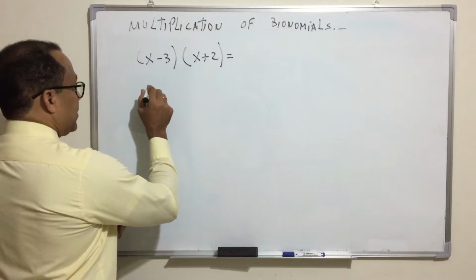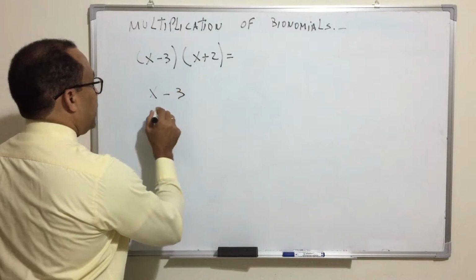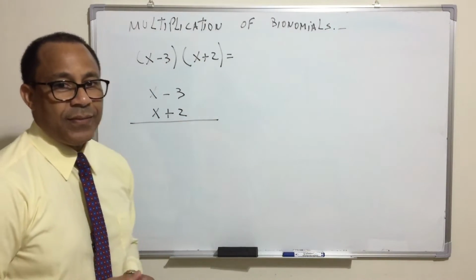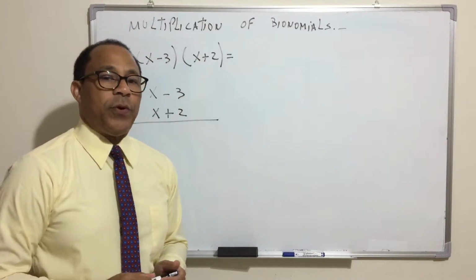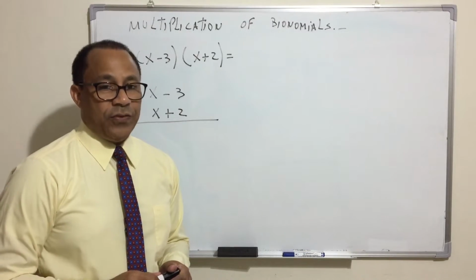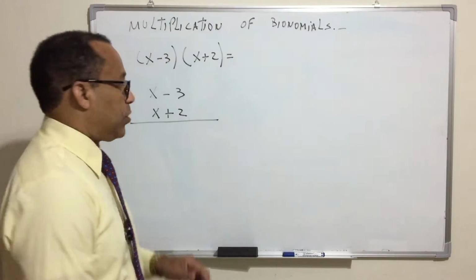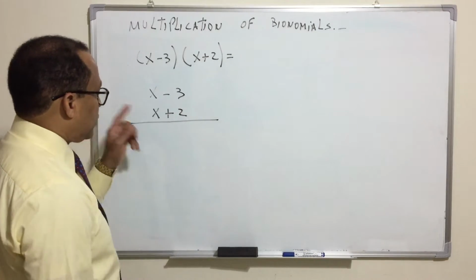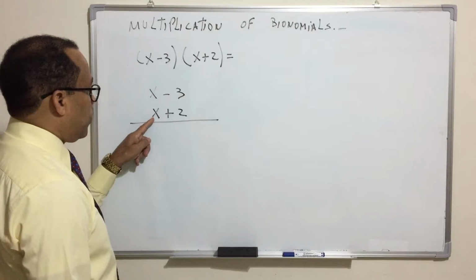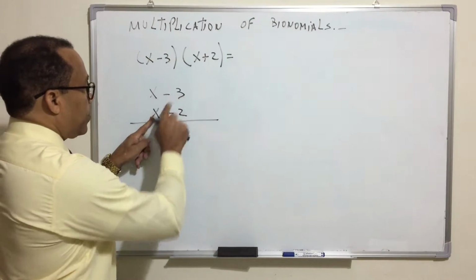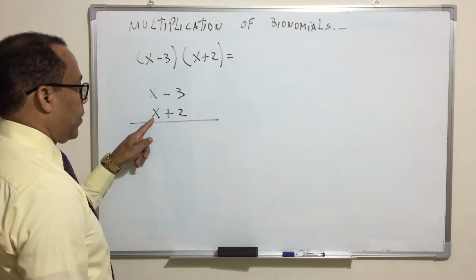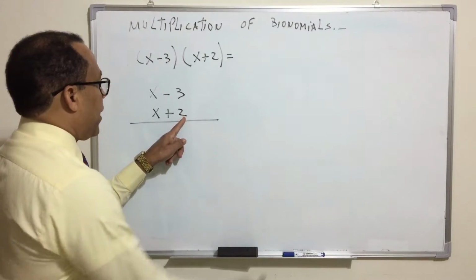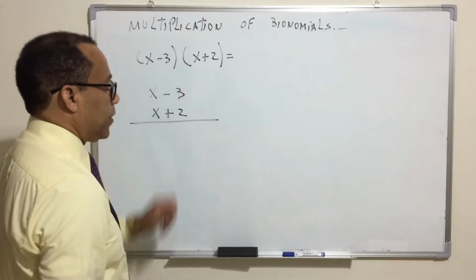Let's organize them first. X minus 3, x plus 2. Just like this. And then we start multiplying. It's very important to know that in algebra, you start multiplication from left to right. So I'm going to take this term and multiply it times the two terms upstairs. When I finish that, I'm going to take the second term and multiply it by the two terms up.